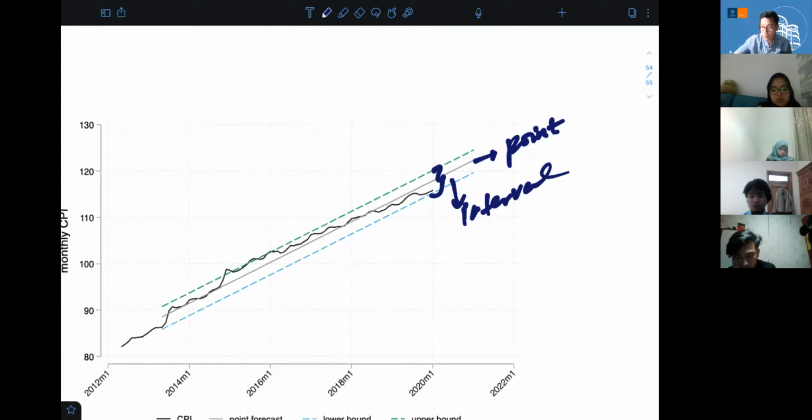Any questions before I move on into Stata? I'm going to provide you with a very brief example of forecasting using trend. Go ahead. Okay, good.